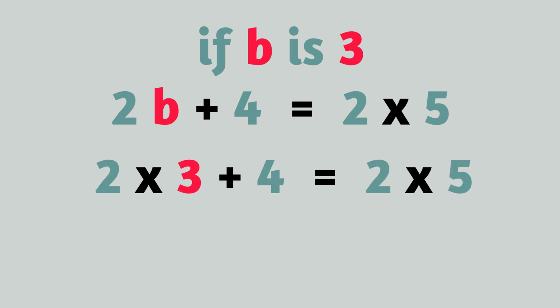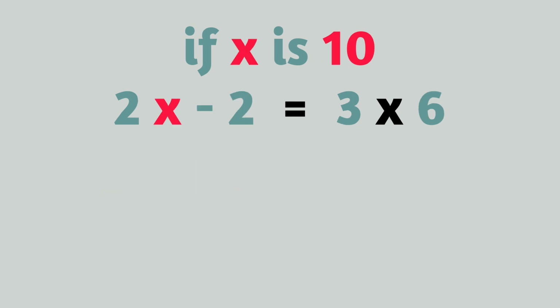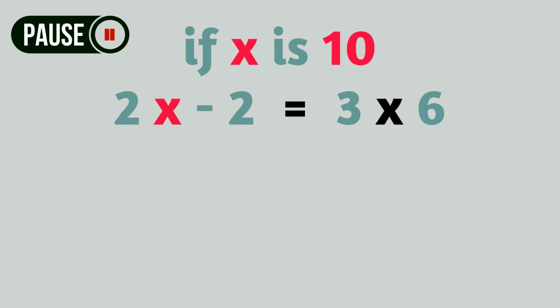Firstly, we start by substituting b. Then we do the math. Left-hand side is 2 times 3, that is 6, plus 4 is 10. Right-hand side, 2 times 5, which is 10. Both sides equal the same value. This equation is true. Your turn. If x is 10, is this equation true or false?